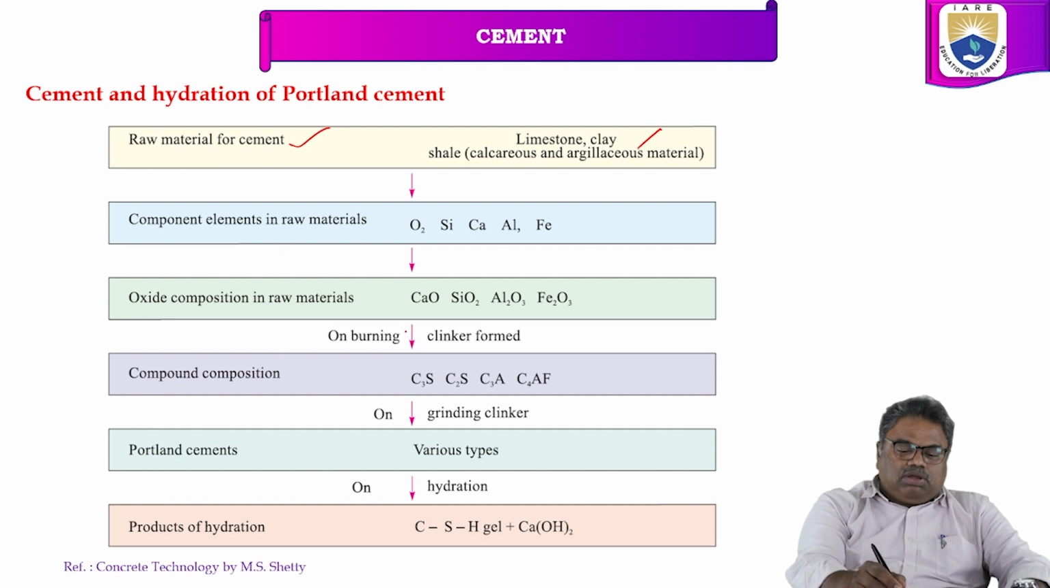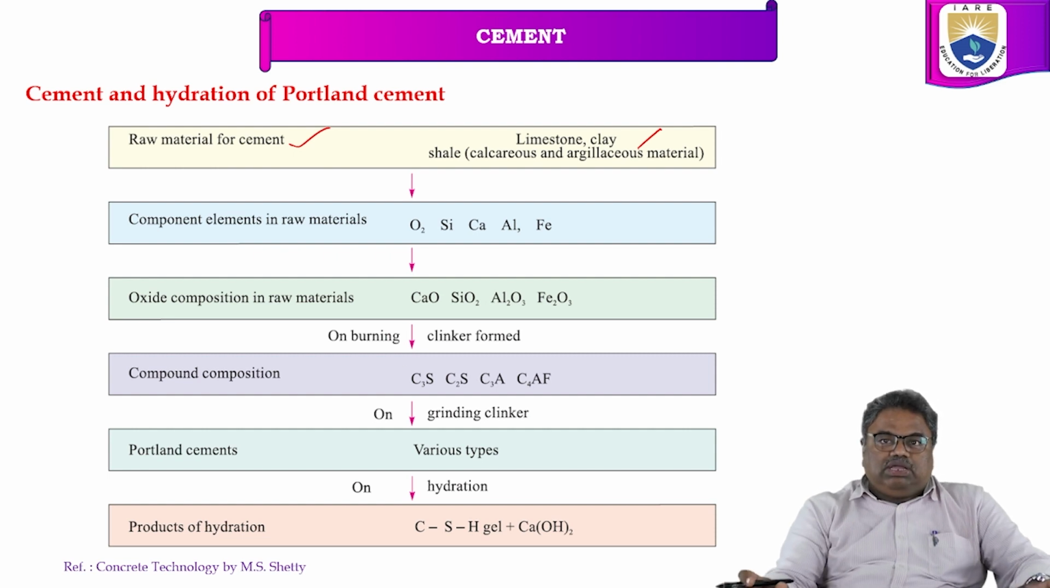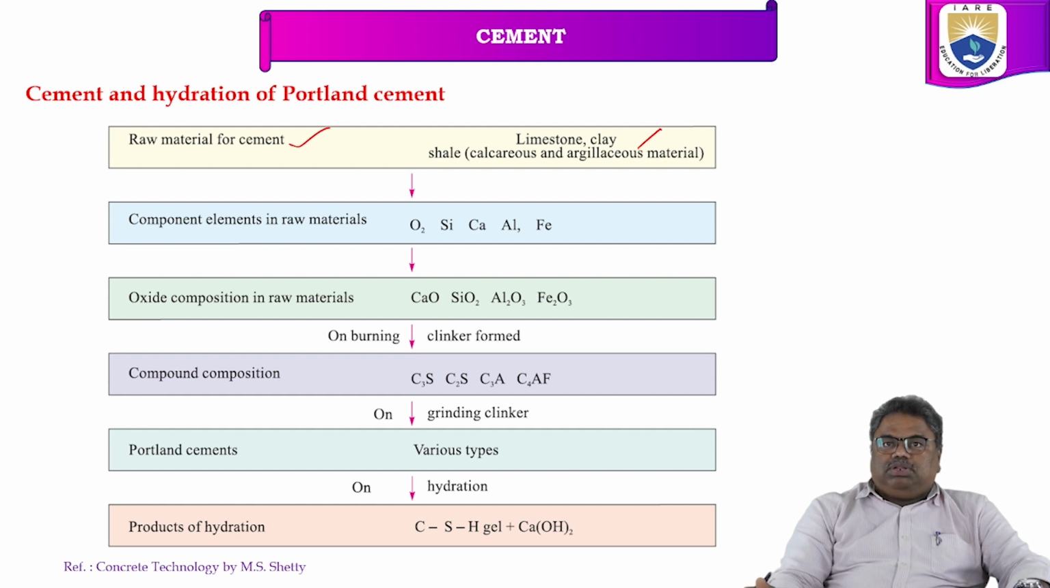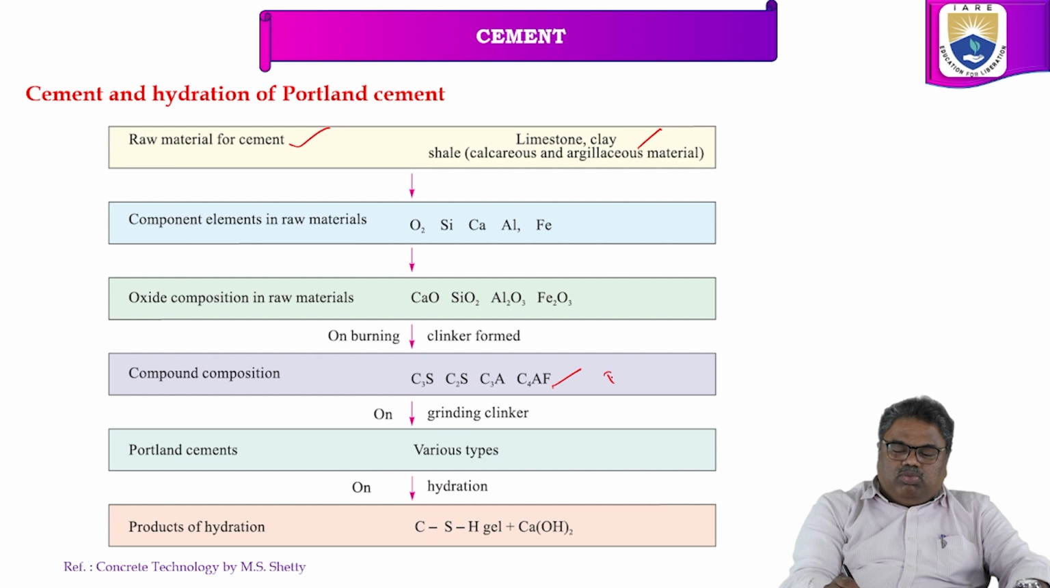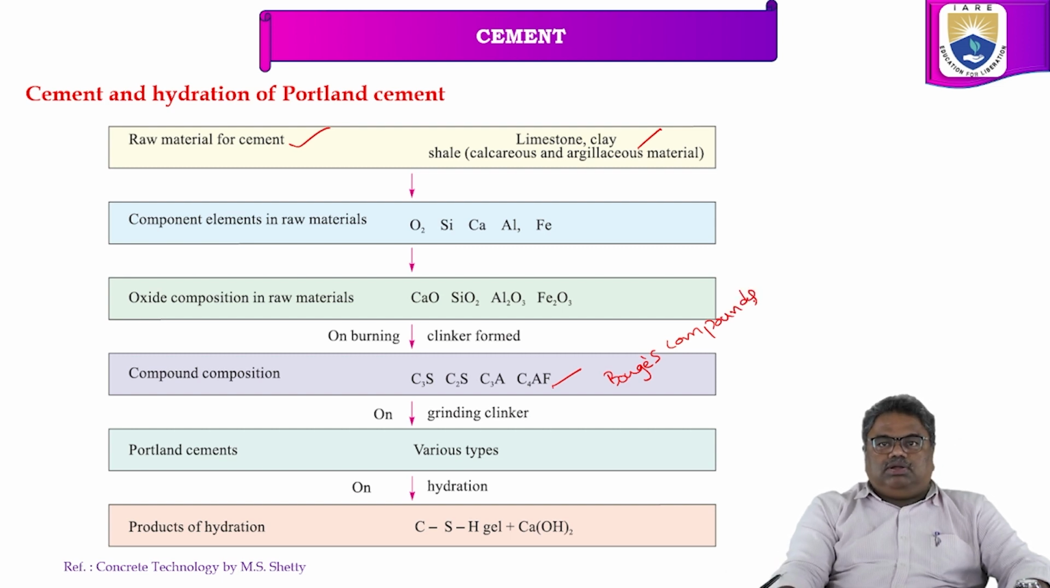Upon burning of the raw materials, the clinkers will form. The clinker compositions are what we discussed on the previous slide, the Bogue's compounds: C3S, C2S, C3A, and C4AF. Mainly these compounds are present in Portland cement. Upon grinding of these materials, you will get the different Portland cements. Different types of cement we have discussed already.